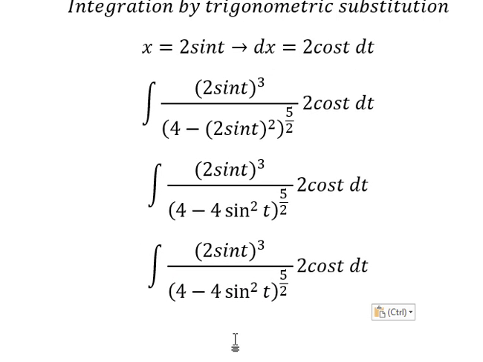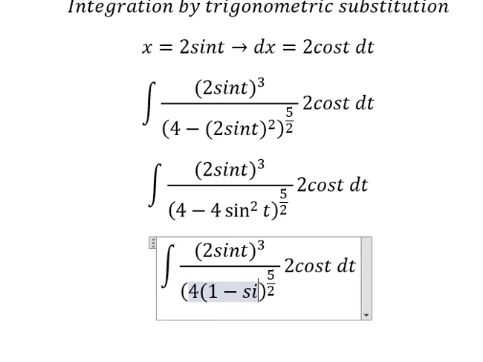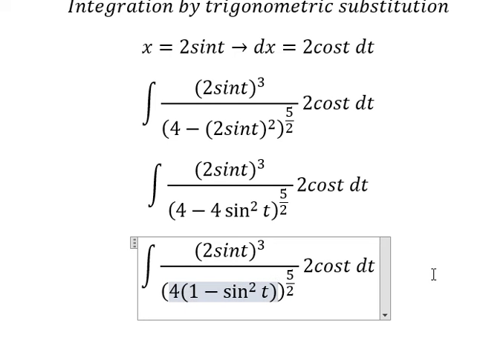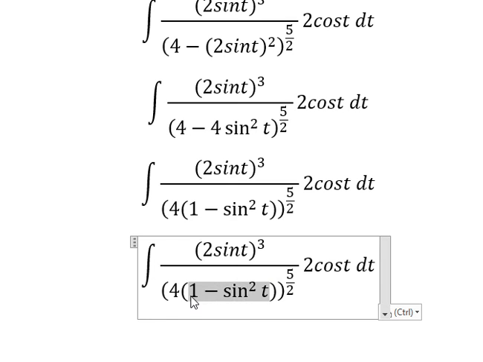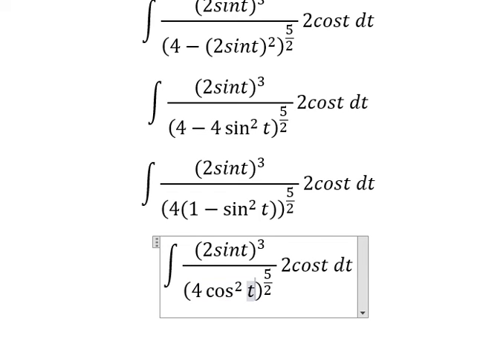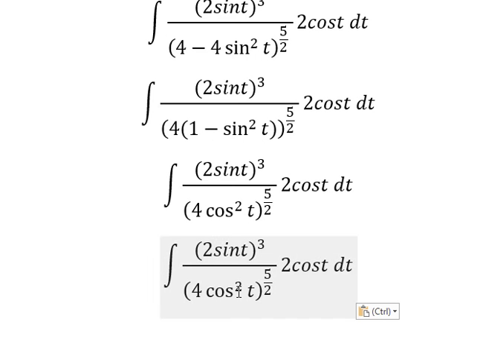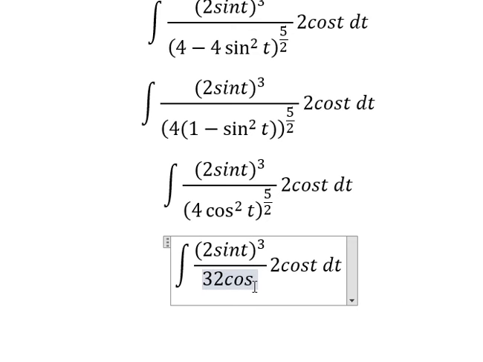For the 4, we can do factorization. 1 minus sine squared t, we change to cosine squared t. So cosine squared t to the power of 5 over 2, you get cosine t to the power of 5. 4 to the power of 5 over 2, we have 32. So this one we have 32 cosine t to the power of 5.